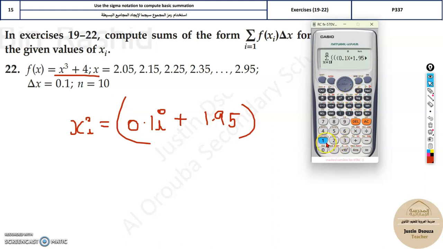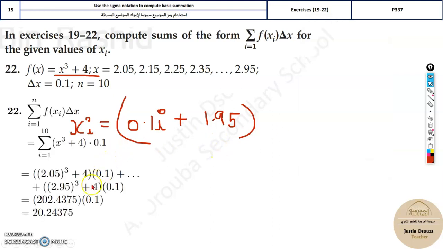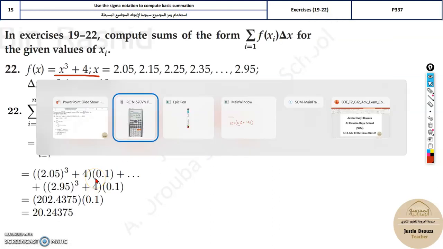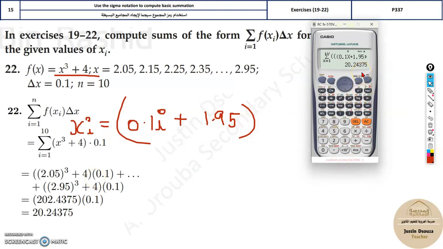The limits are from 1 till 10, which is always mentioned in the question. And the answer is 20.24. Let's check. Yes, that's the correct answer. As you can see, this is the correct answer. So this is how you basically solve basic computations using sigma notations.